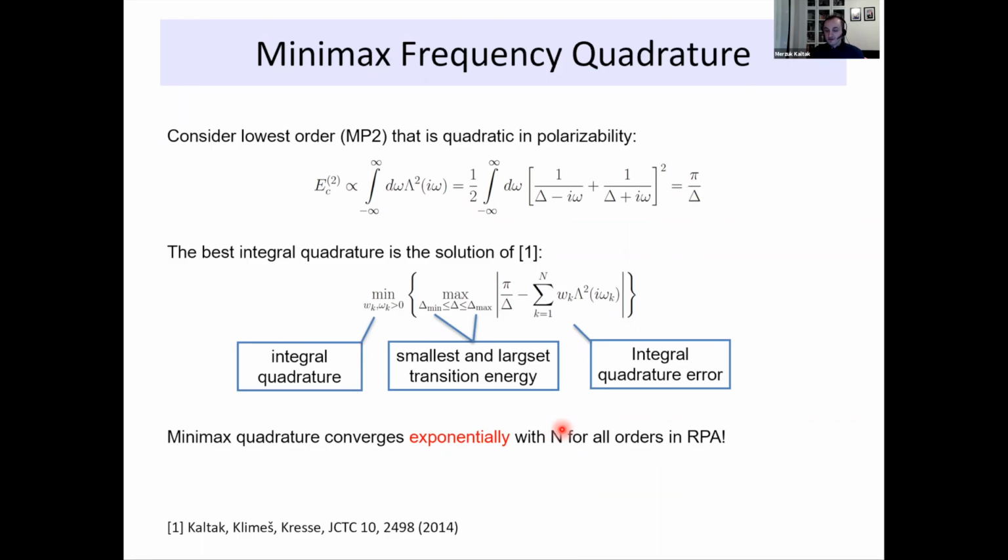Now, the beauty of this approach is that it also works for higher order terms. The reason is that this is the dominating contribution. Higher order terms are smaller and therefore have a smaller error. If we control the error of the lowest order, we control the error of all orders.